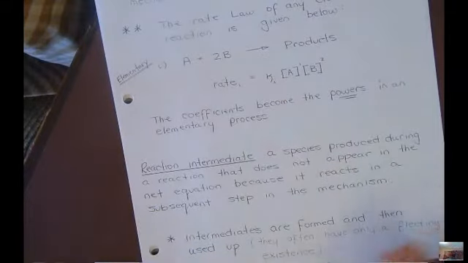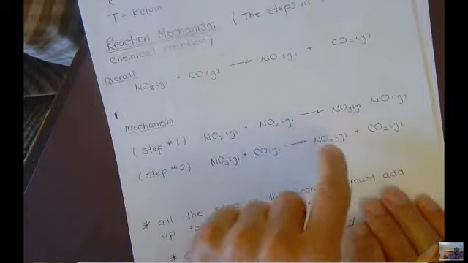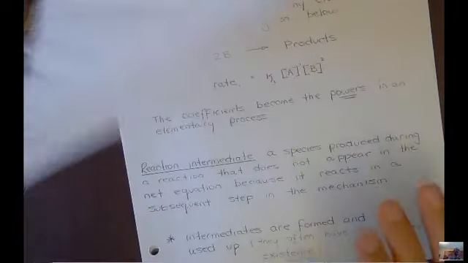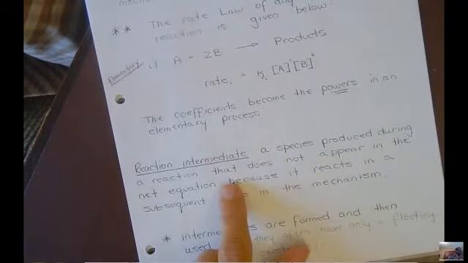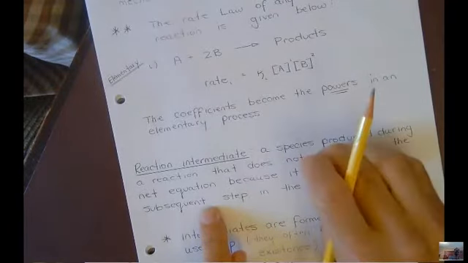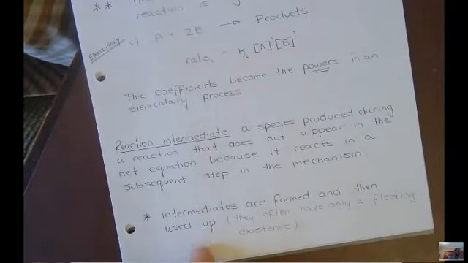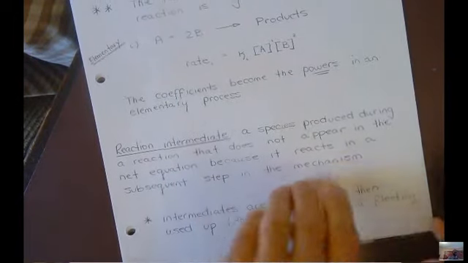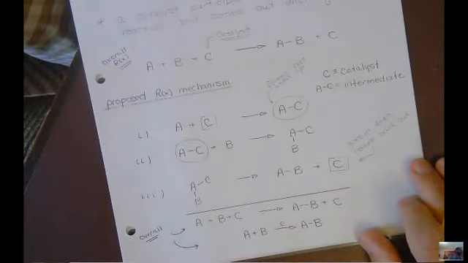Okay, we talked about in our last example back here, one of these guys was an intermediate and one of them was a catalyst. Let's show you the definition for that. A reaction intermediate is a species produced during the reaction that does not appear in the net equation because it reacts in a subsequent step in the mechanism. You create it and then you use it up. So you never see it. Intermediates are formed and then used up. They often only have a fleeting existence, meaning they might last for just hundredths of a second or even millionths of a second.